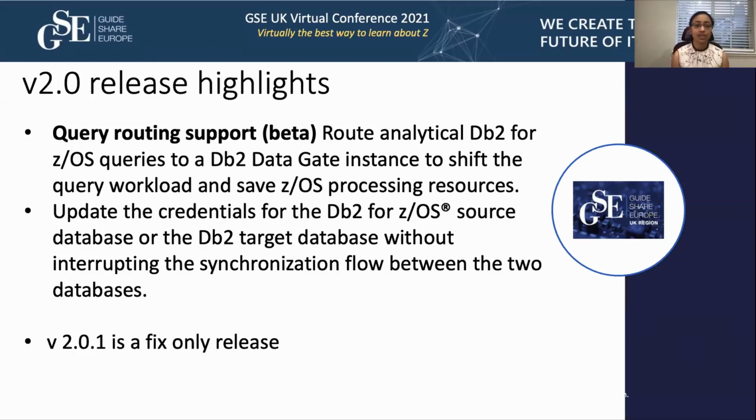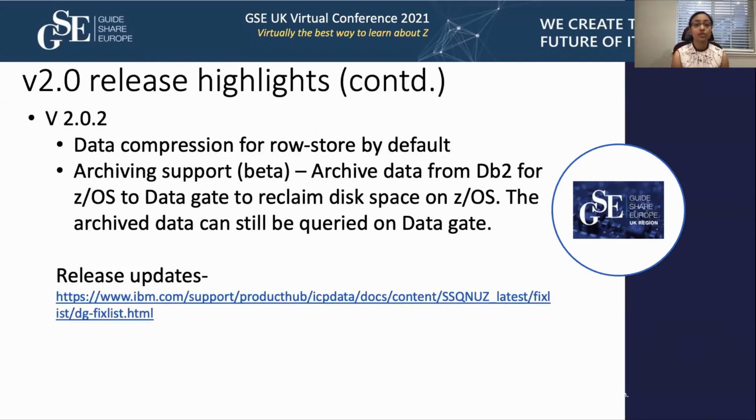201 is a fix only release. For 202, we introduced adaptive compression for row store tables by default. And the other one, which is also part of the acceleration use cases, is support for archiving. This is to archive data from DB2 for zOS to DataGate to reclaim disk space on zOS. The archived data can still be queried on DataGate. It is just no longer available on the source.